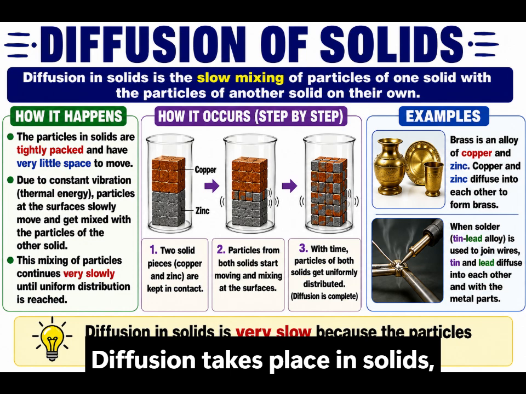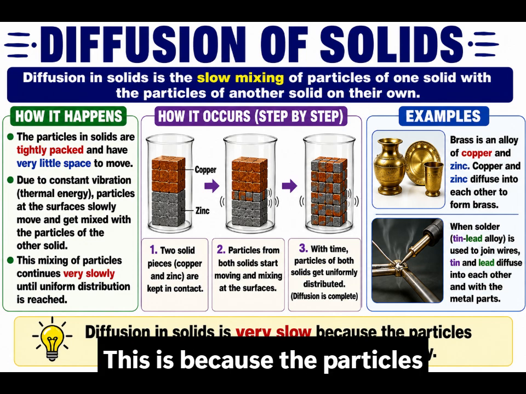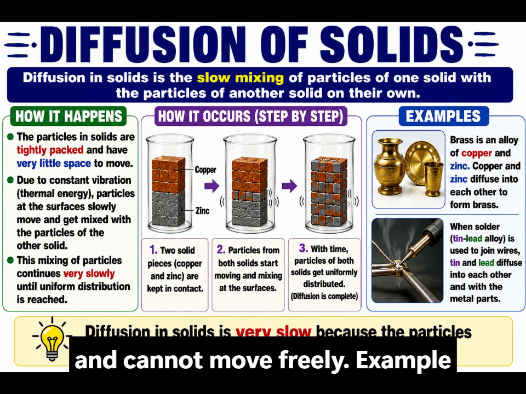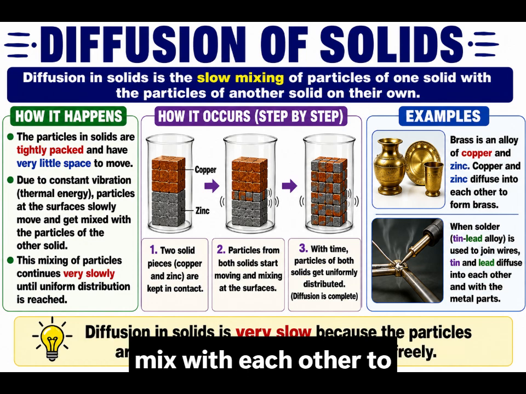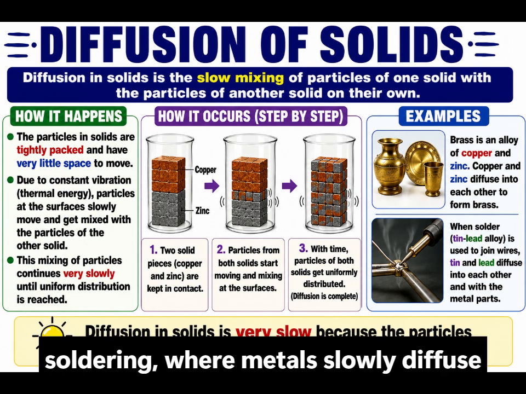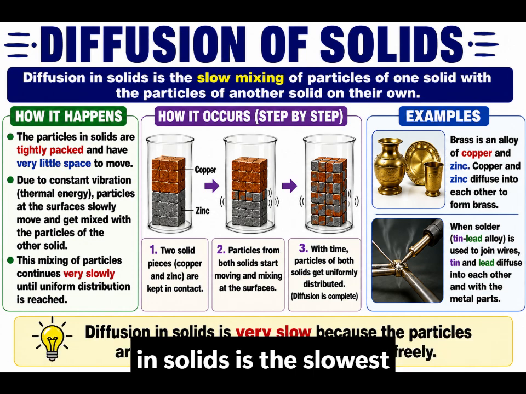Diffusion in solids. Diffusion takes place in solids, but it is very slow. This is because the particles in solids are tightly packed and cannot move freely. Example: copper and zinc particles slowly mix with each other to form brass. Another example is soldering, where metals slowly diffuse into one another. Therefore, diffusion in solids is the slowest.